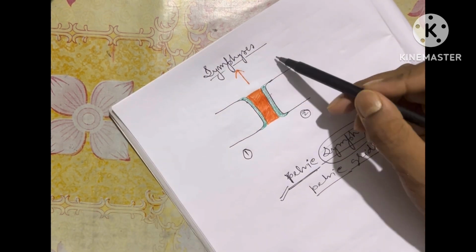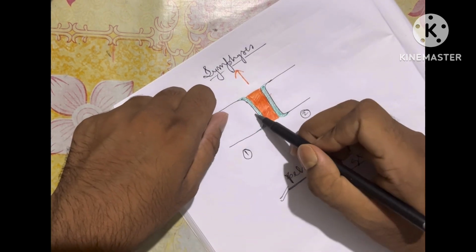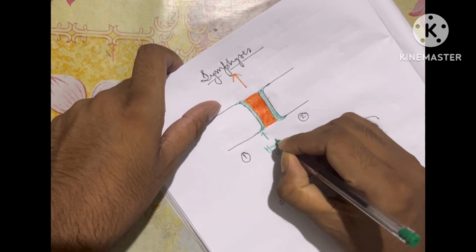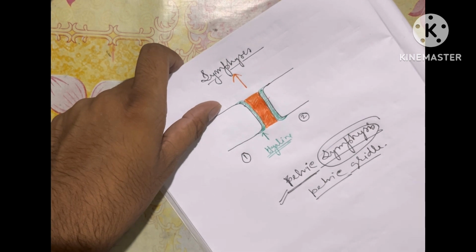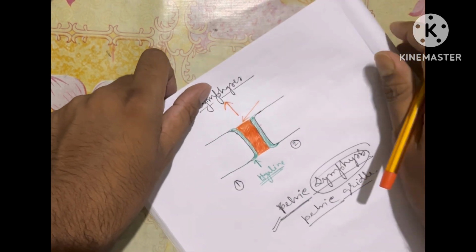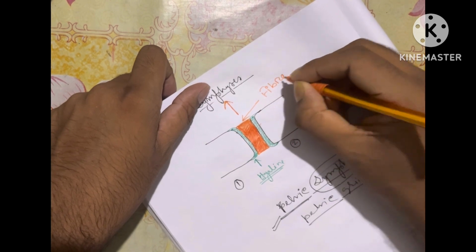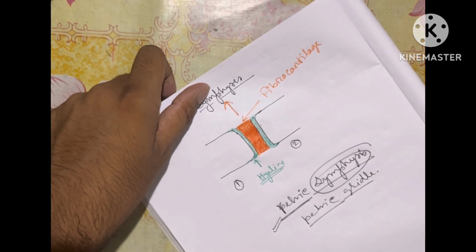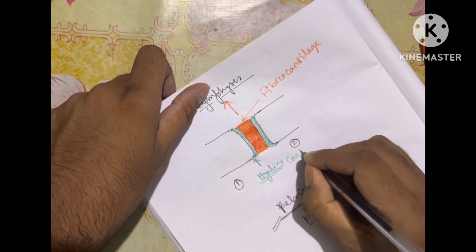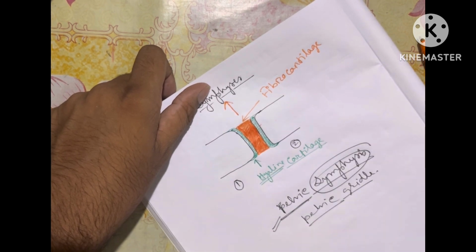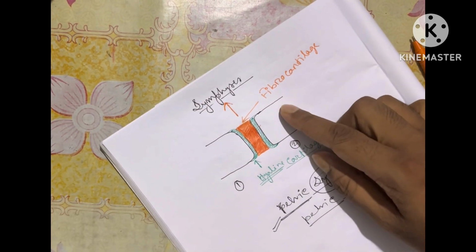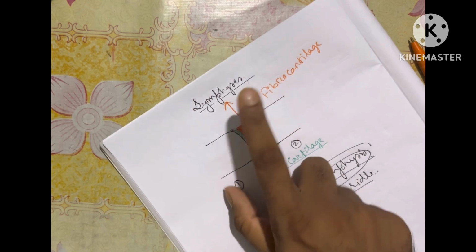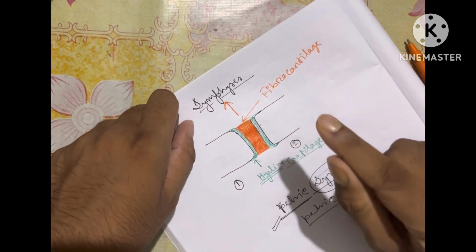So here the symphysis is a kind of cartilaginous joint. Two types of cartilage are present. Number one, hyaline cartilage. This green one is the hyaline cartilage, and the orange one is fibrocartilage. And this one is hyaline cartilage. So there are two types of cartilage present in the case of symphysis, but in the case of synchondrosis only one type of cartilage is present, which is the hyaline cartilage.